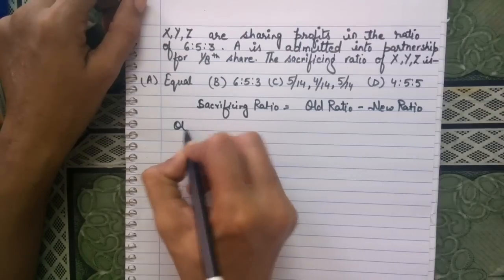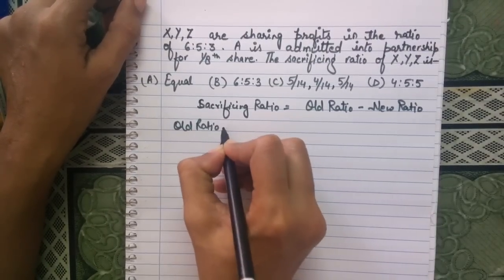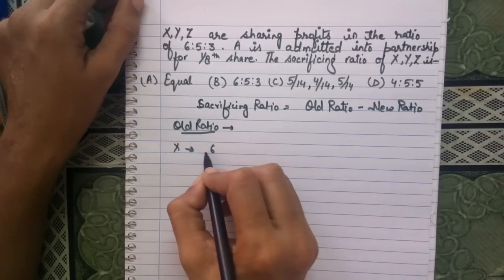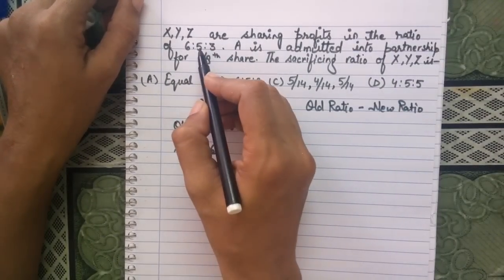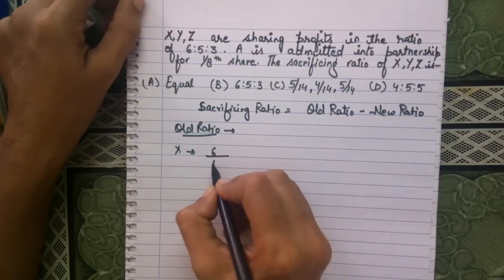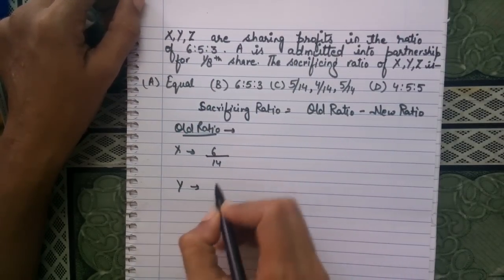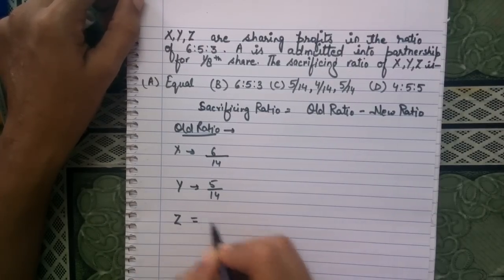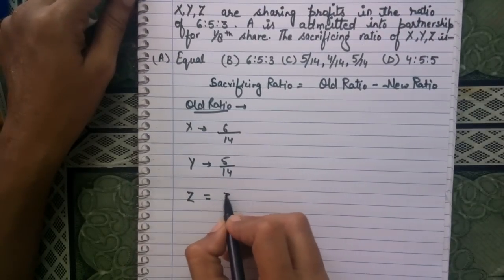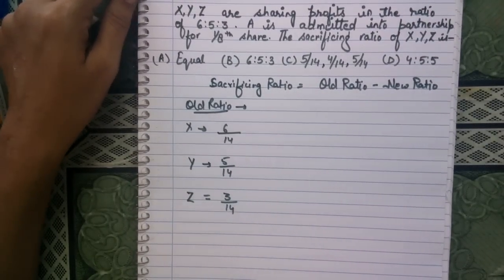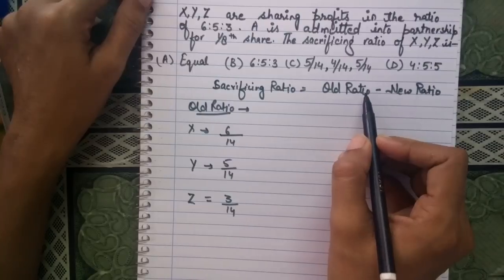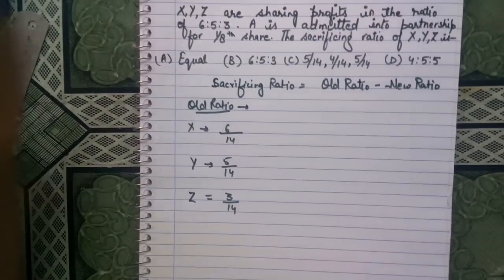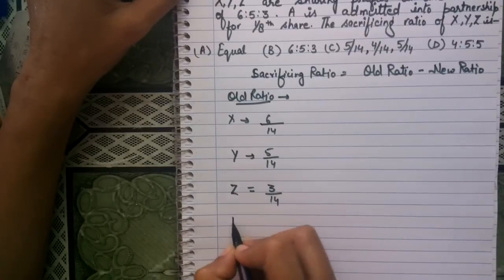That means the old ratio for X is 6 upon 6 plus 5, that is 11, plus 3, that is equal to 14. For Y it is 5 upon 14, and for Z it is 3 upon 14. Now we have the old ratio, and we have to subtract the new ratio from this ratio. So we should calculate the new ratio.